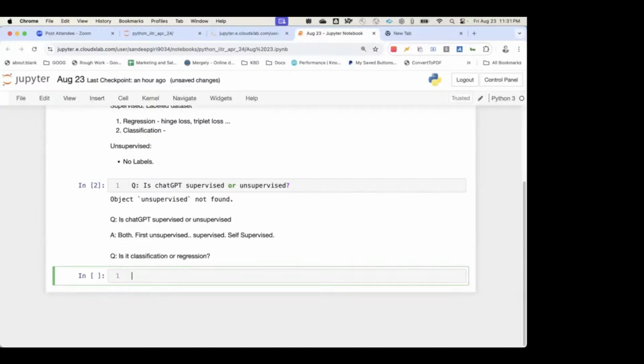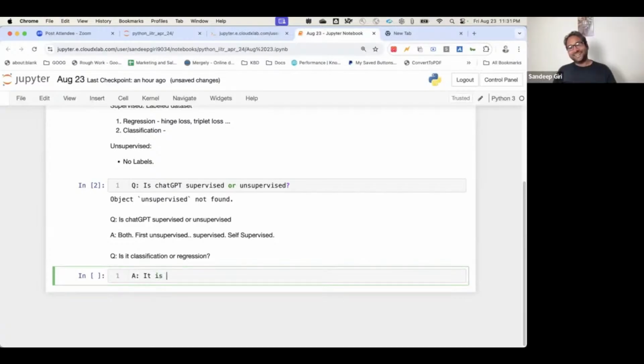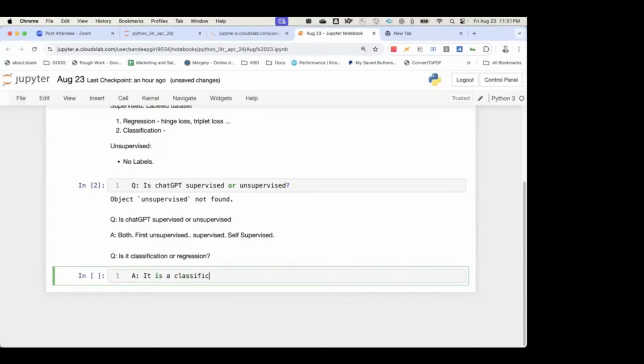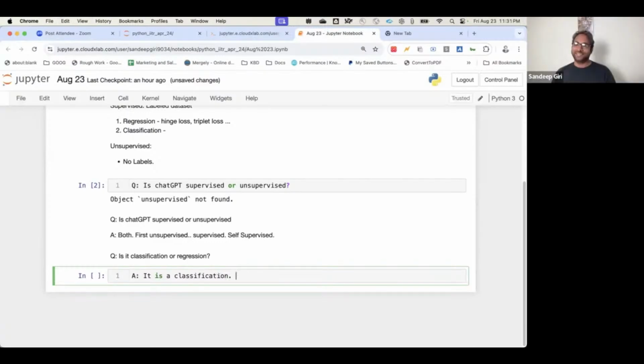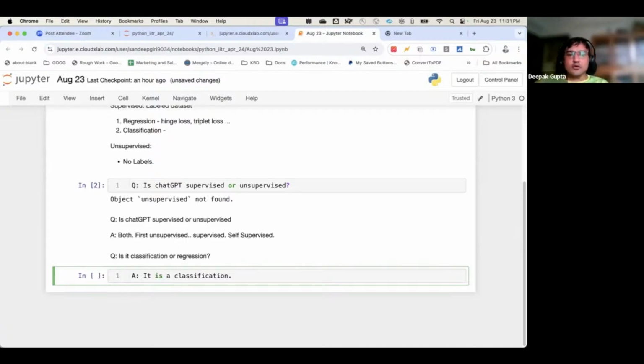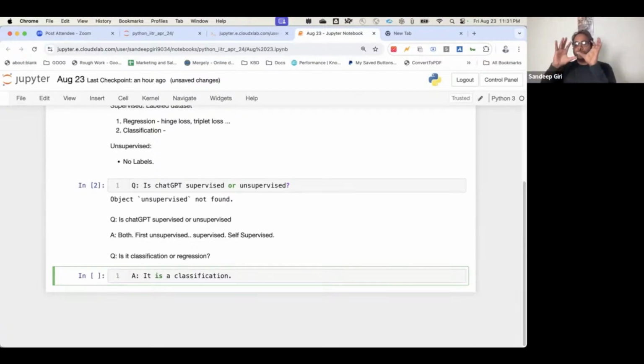Okay, now let me surprise you. It was classification earlier, then it's regression. But Sandeep, how is it supervised? Because it's auto learning, right? I mean, from all the content available on the internet. No. We converted that content into input and next word, input and next word. We break down the problem into input and output.